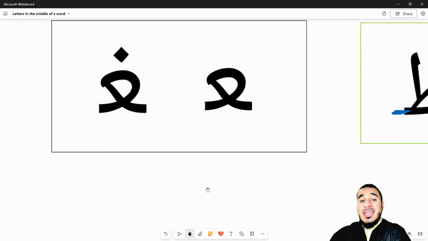And then we have the ayn and the ghayn. Okay, so the ayn and the ghayn, they have slightly changed, okay? They've slightly changed, or they've changed quite a bit.